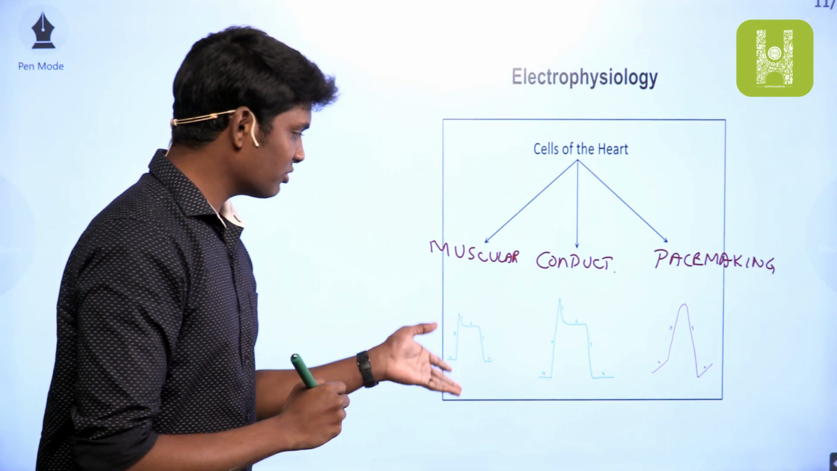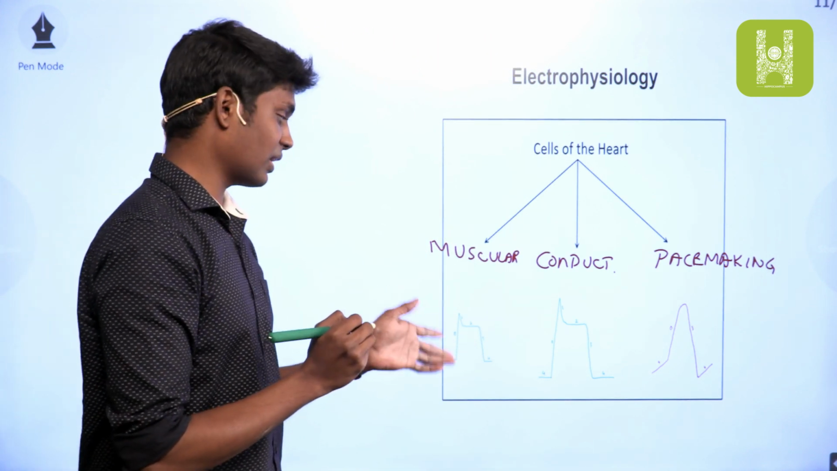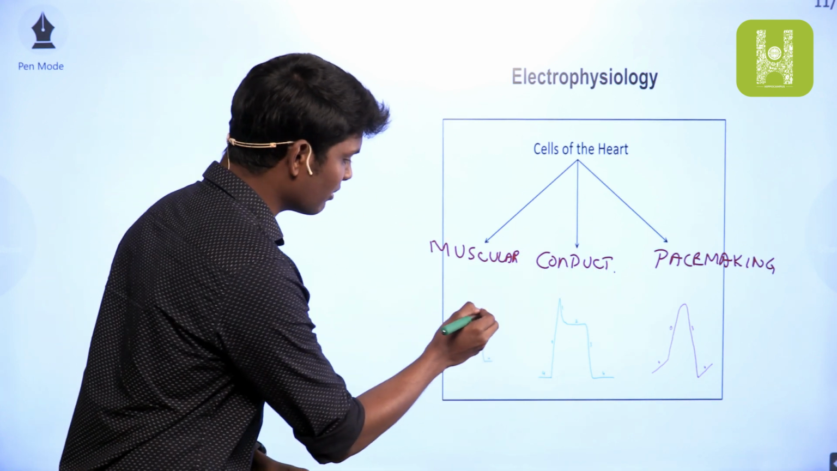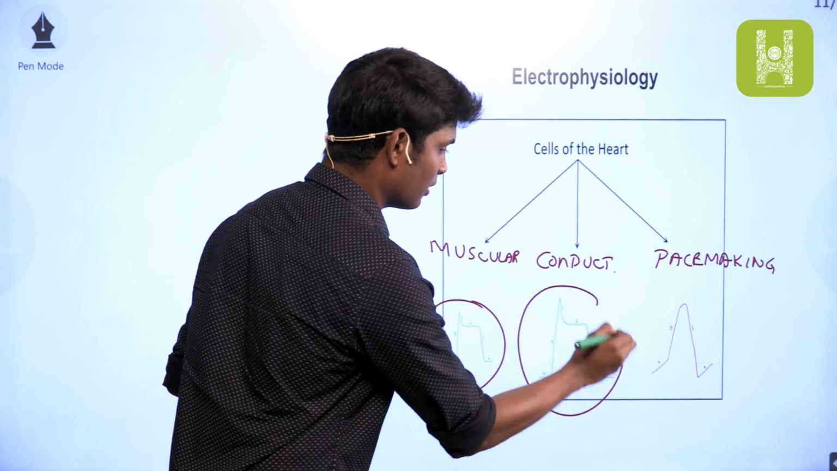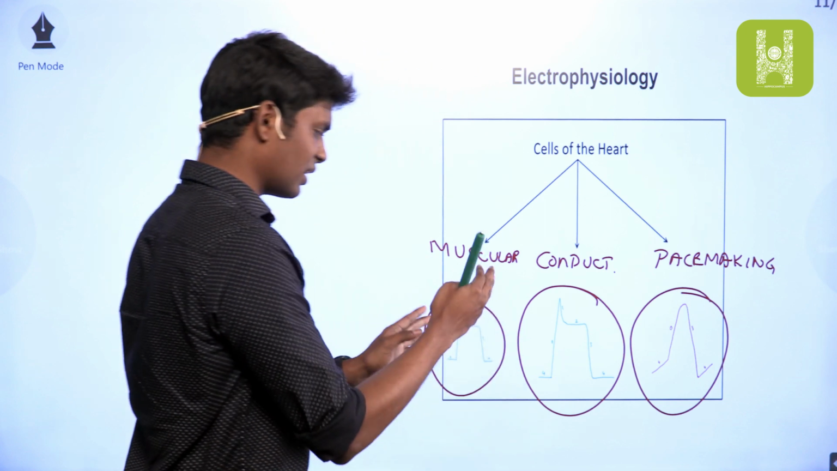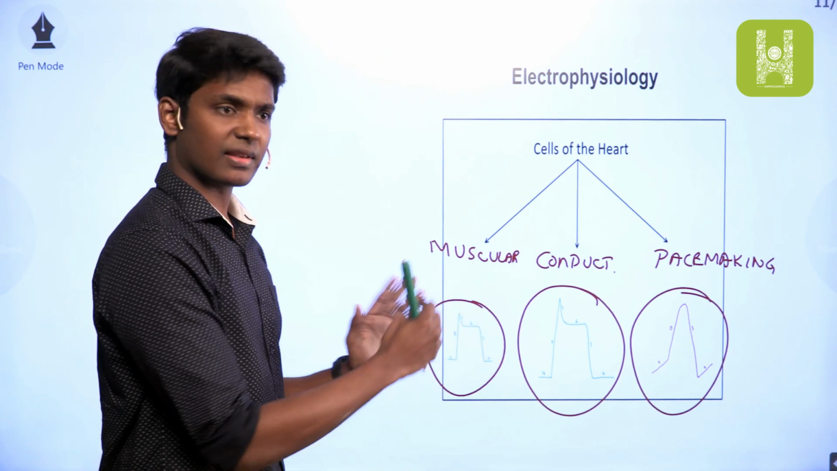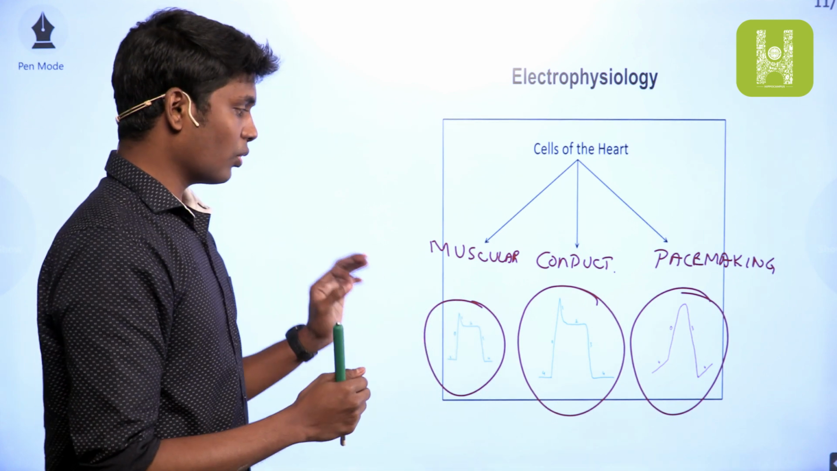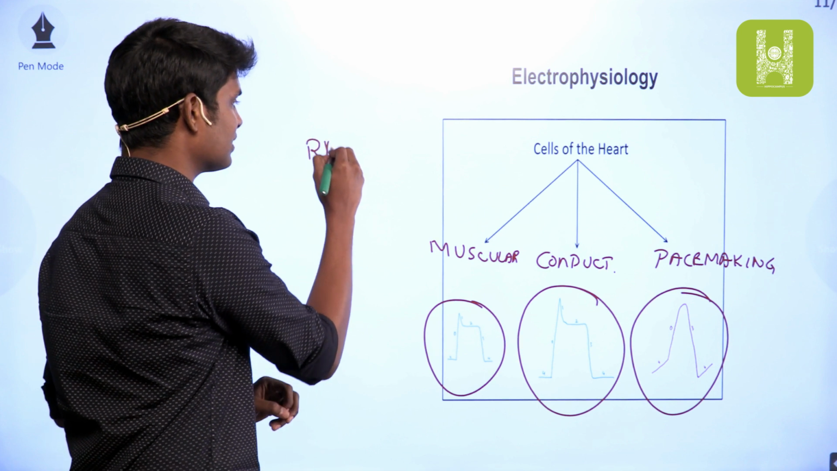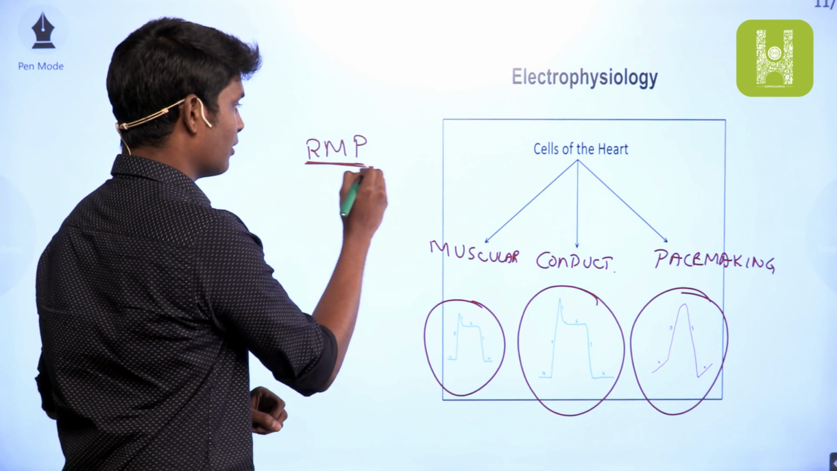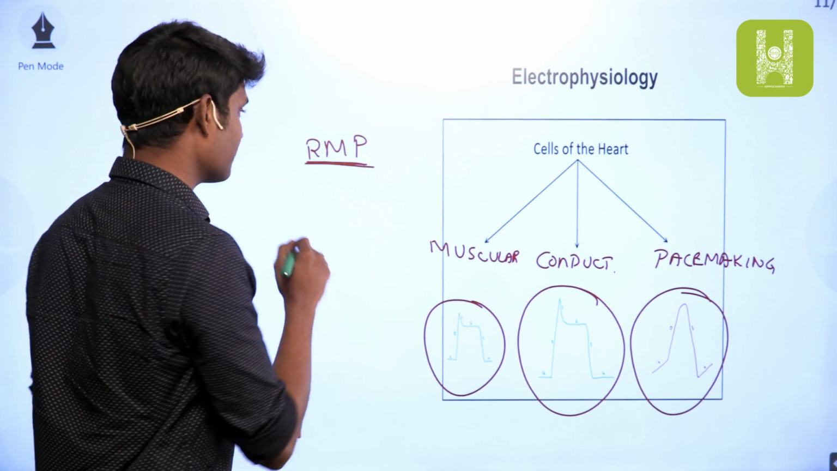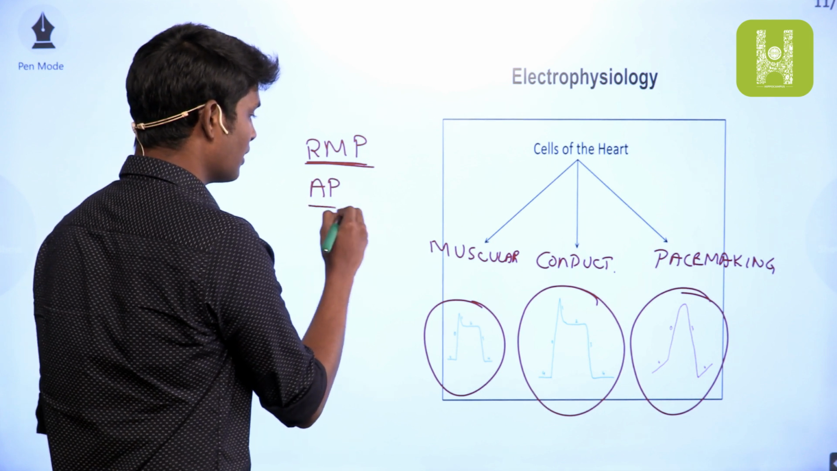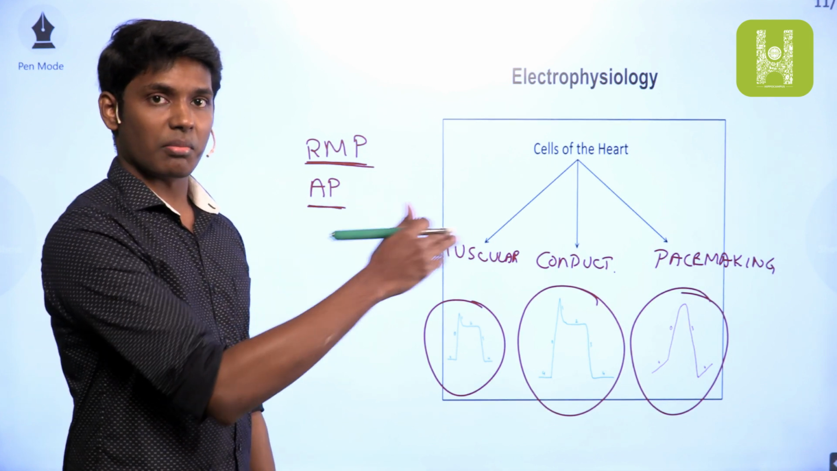pacemaking cells. So the diagrams which are present below are actually the action potentials which occur in each of the different cell types, and you can see that there are a little bit of variations in the three types, whereas the muscular cell has a smaller one and the conducting type of cells has a bigger one, whereas the pacemaking cell has a totally different type of electrophysiology. So one particular term which you have to remember is the resting membrane potential, which is actually the resting state of a muscle cell or the conducting cell or the pacemaking cells. And the next one is the action potential, which occurs during the time of impulse propagation.